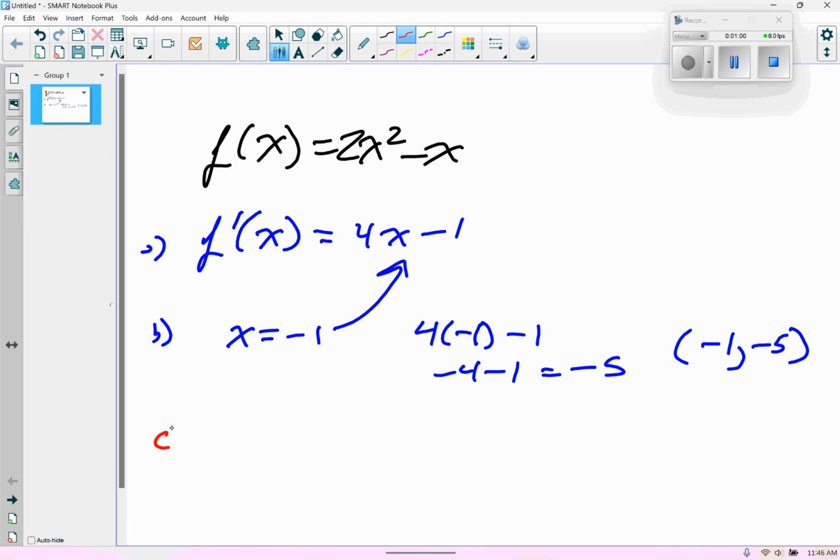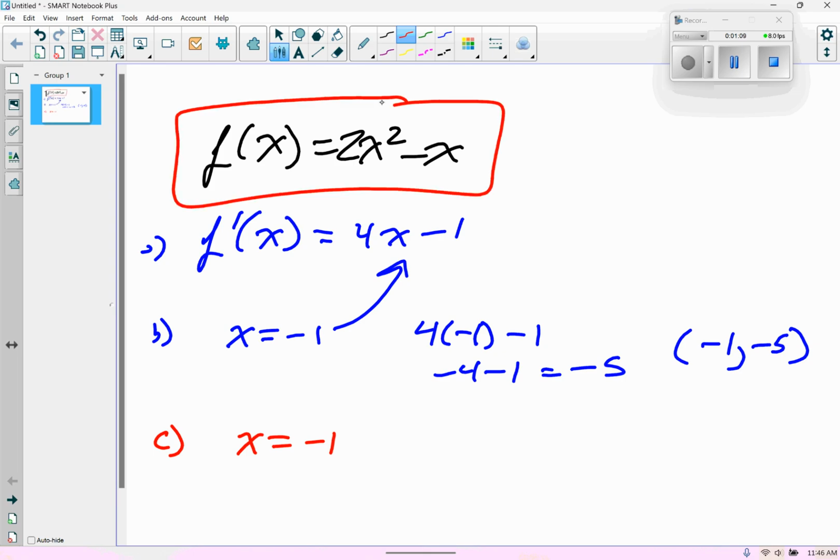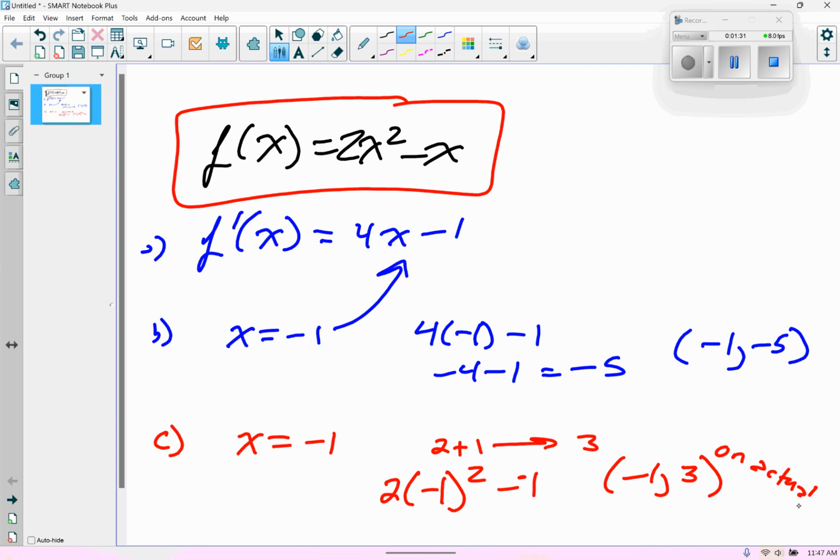Letter C gets goofy, though, because it's asking what's happening at -1 of my original function? So you take -1 and plug it into your original function. There are 2 negatives there, so that's going to give me just 2, and then plus 1, so that gives me 3, which yields me this point here. This is on the actual graph, if you were to graph it, and this is on the derivative. And yes, you can graph the derivative as well.